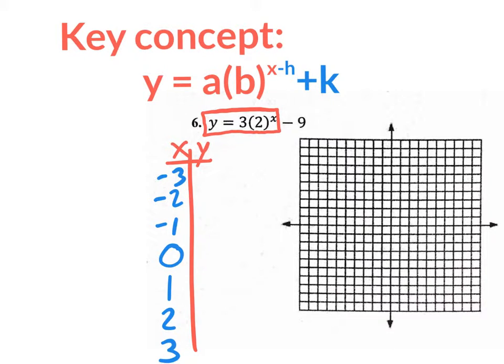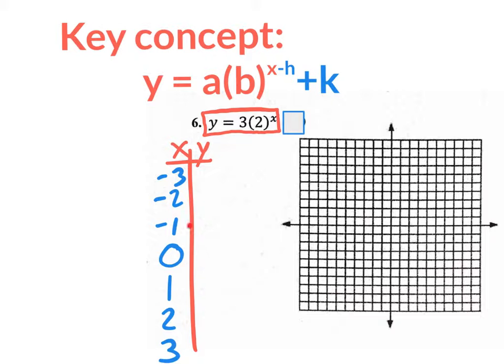So let's start by plugging in the easiest input. What's the easiest number to plug in? 0. If you plug in 0 right up here, it'll be 2 to the 0 power. Again, we're ignoring the minus 9. Let me put a box right there. We're going to ignore that minus 9 for a little while.